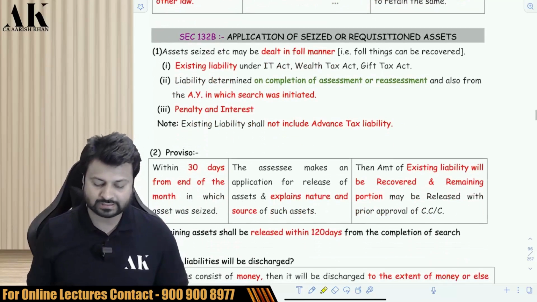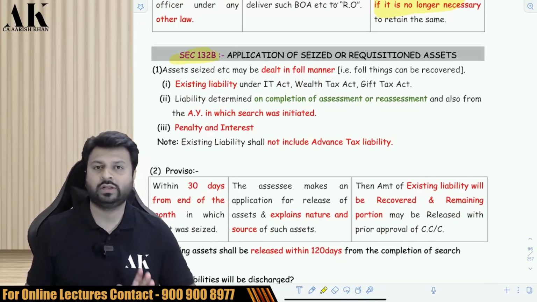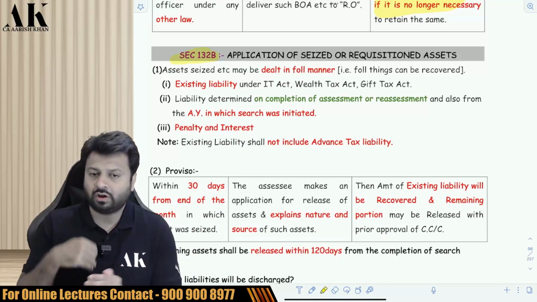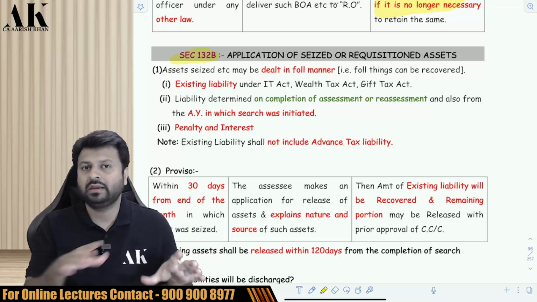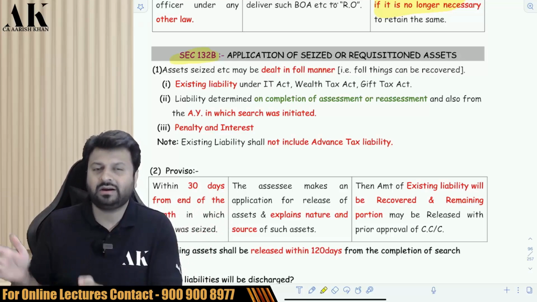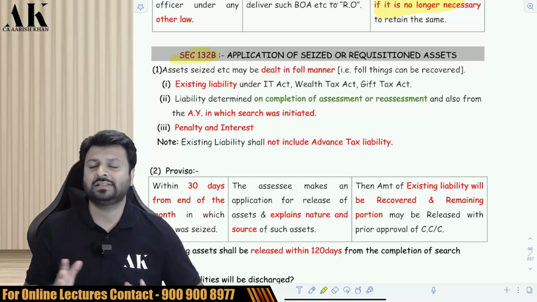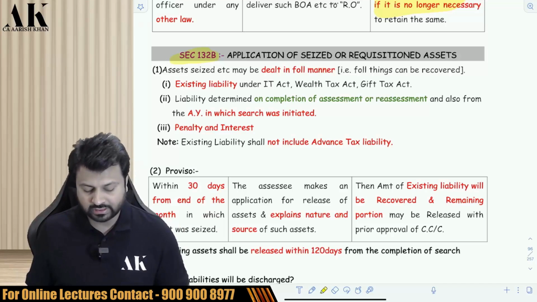Okay. Next is a very important point. 132B is the last thing for today's revision lecture. We'll continue the revision of the next chapter in the next discussion. Okay, because this topic is a slightly heavy topic, that entire procedure of assessment, 143, 144, then the power of income tax authority, then search and seizure. All these things are slightly heavy discussions. It takes time to discuss and even to teach here at my end.